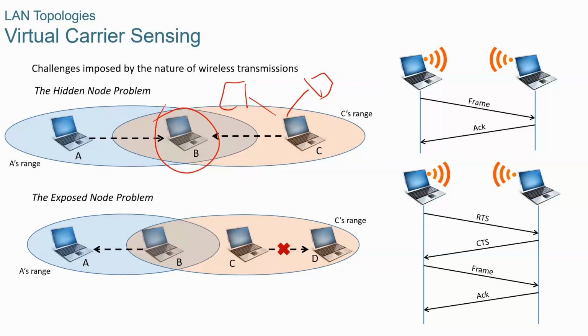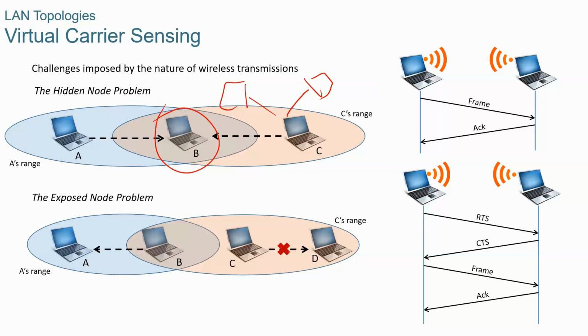The introduction of RTS and CTS deals with the hidden node problem, but introduces another problem, which is called the exposed node problem, which is shown in the figure in the bottom. So assume that B wants to send a frame to A, and at the same time, C wants to send a frame to D. B can hear A and C, but A and C are too far from each other, and obviously D is too far from B as well.